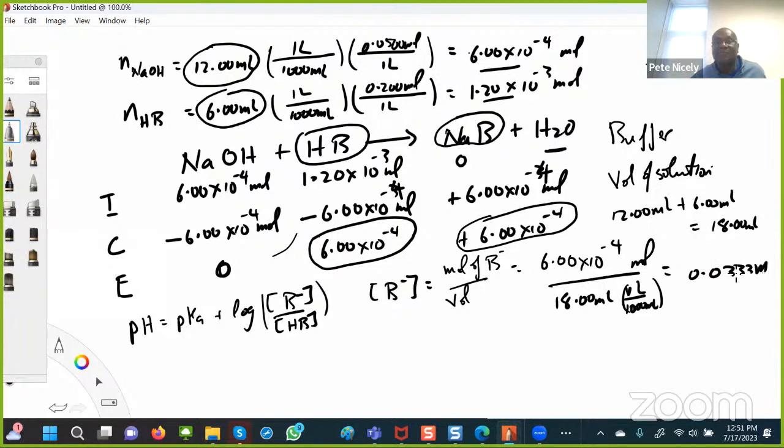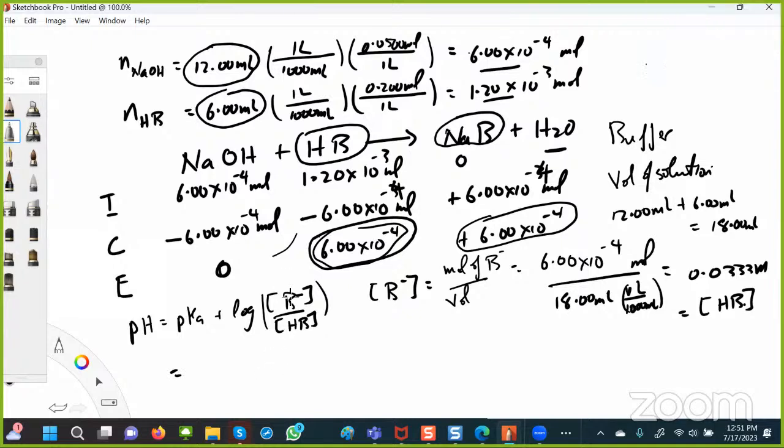0.0333 M. And guess what? This is also equal to the concentration of the acid, right? Because we have these two same numbers here for the acid and the conjugate base, and you have to divide each of them by the same volume, so they're going to be the same. So what does that tell us about the Henderson-Hasselbalch equation in this case? pH equals pKa, exactly. pH is equal to pKa.